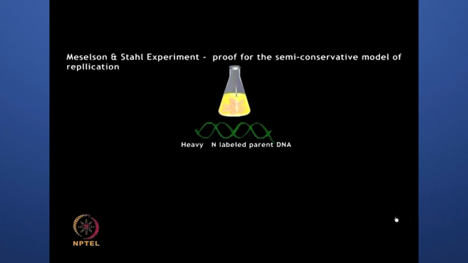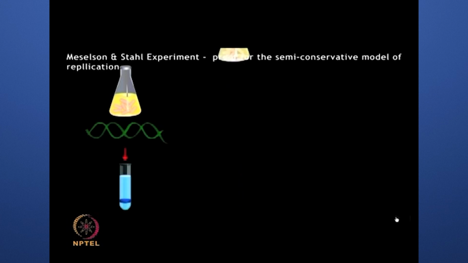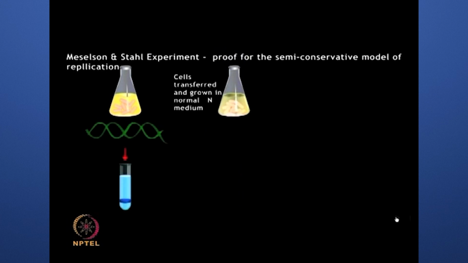For this, they grew E. coli cultures for several generations in 15N containing medium so that the bases in DNA contained 15N instead of 14N nitrogen. Next, they transferred and grew the cultures for several generations in a 14N nitrogen containing medium.